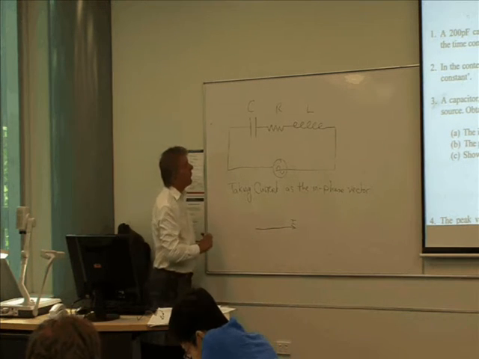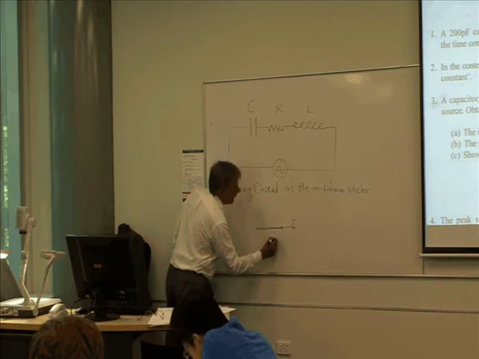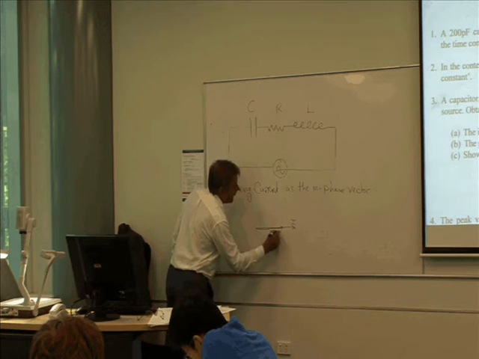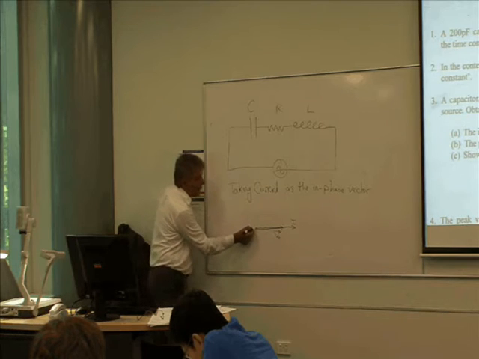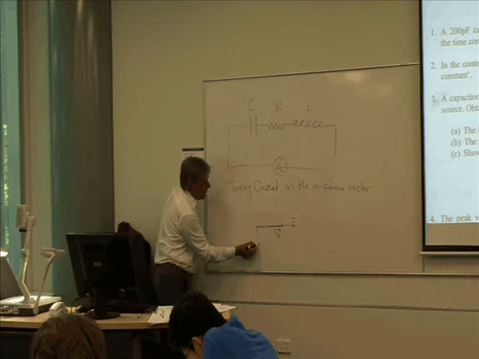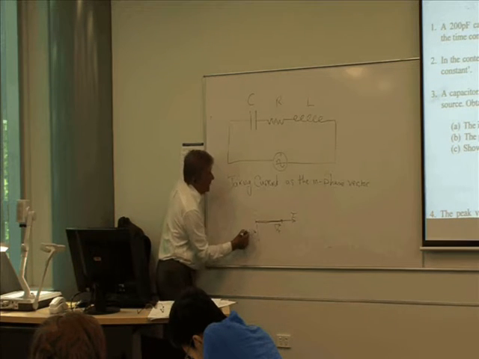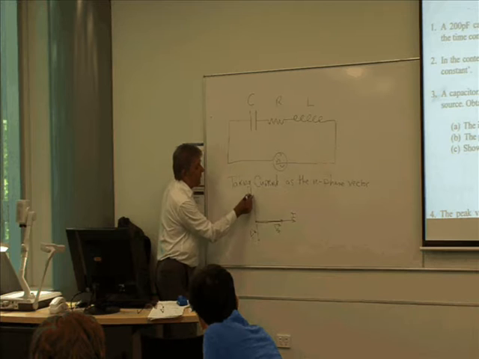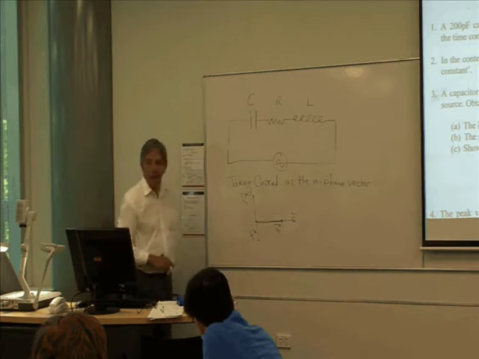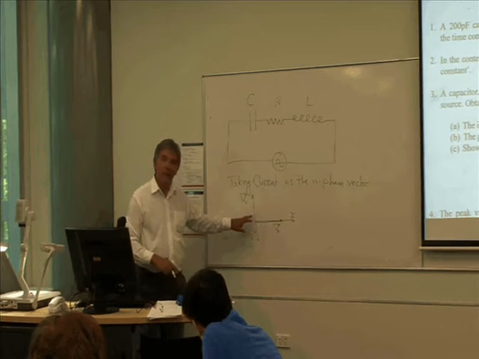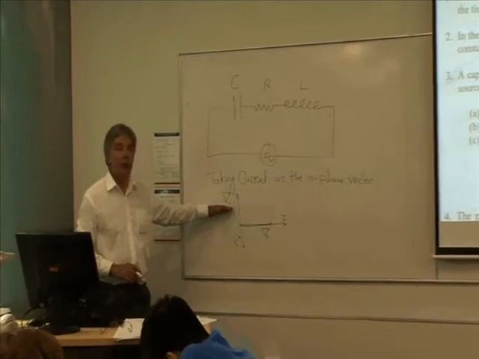Now what do we know? We know that the voltage across a resistor is going to be in phase with the current. There's no phase difference. We know the voltage across a capacitor lags by 90 degrees, so that's VC as a vector, and VL going upwards, showing that there's a 180-degree phase difference between the voltage across the capacitor and the voltage across the inductor.